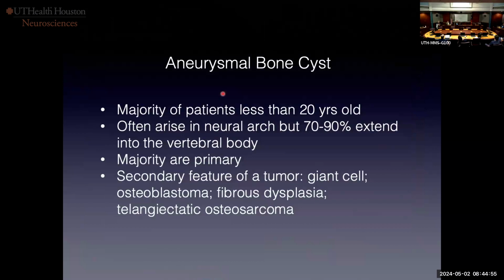So the majority of patients are less than 20 years old. They often arise in the neural arch, but 70–90% extend into the vertebral body. The majority in young patients are primary, but always keep in your mind, and I'm sure that all the radiologists know this, but you can have secondary ABC changes of other tumors. So if you see a lot of other soft tissue mass that's not ABC-like, consider the possibility it's a giant cell, osteoblastoma, fibrous dysplasia, and even a telangiectatic osteosarcoma can have secondary ABC changes. So those are the things that we kind of worry about.